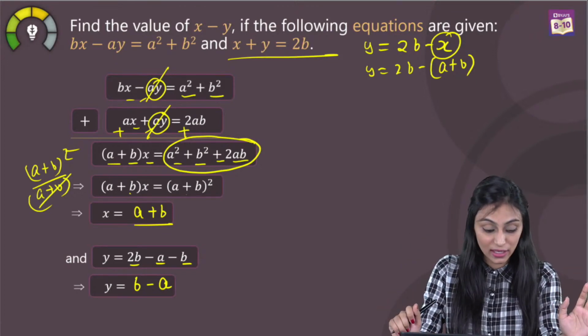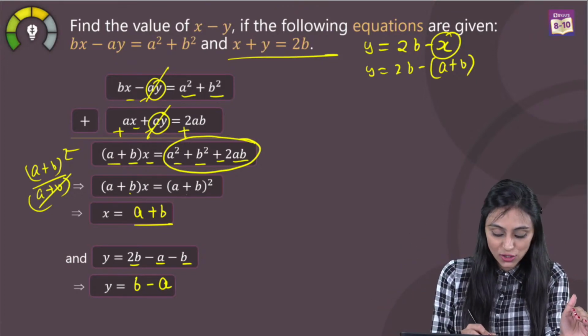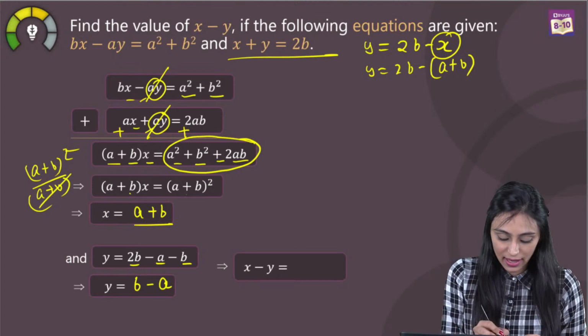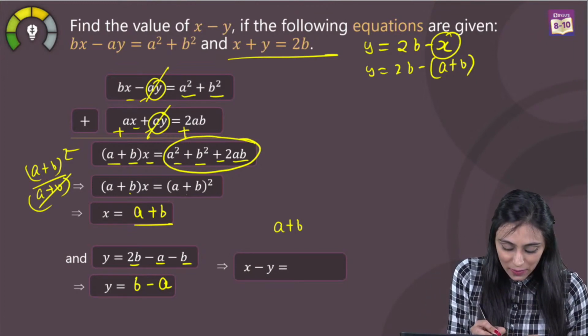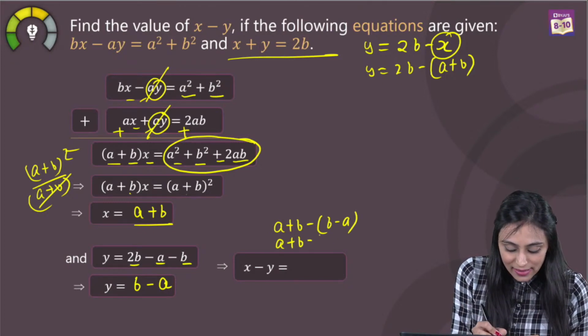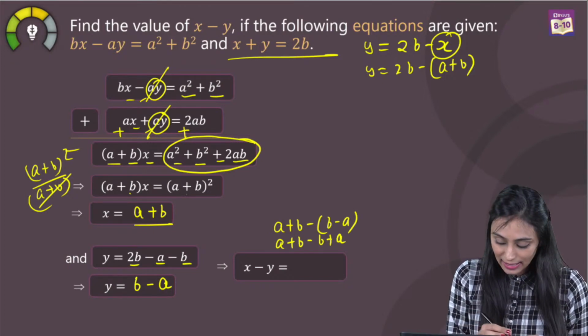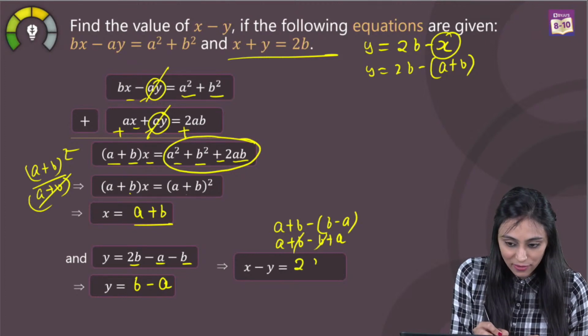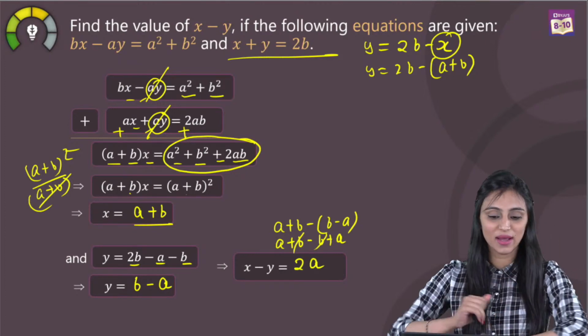So now that I have the values of x and y, all we need to do here is find the value of x minus y. That's going to be a plus b minus (b minus a). So once you open the bracket, the signs will change, right? And at last, this and this will get cancelled and we have 2a. So the value of x minus y is 2a.